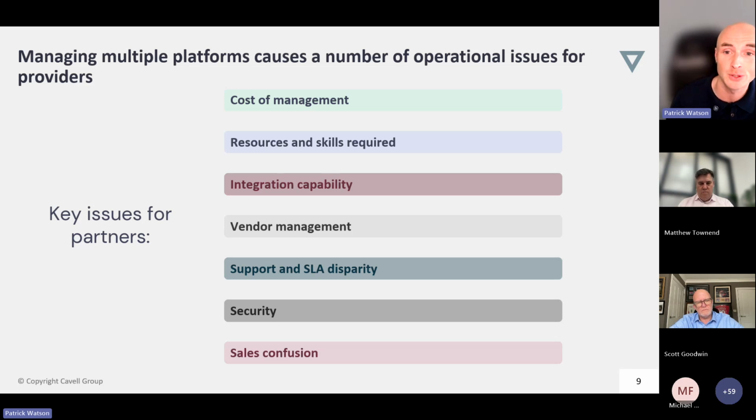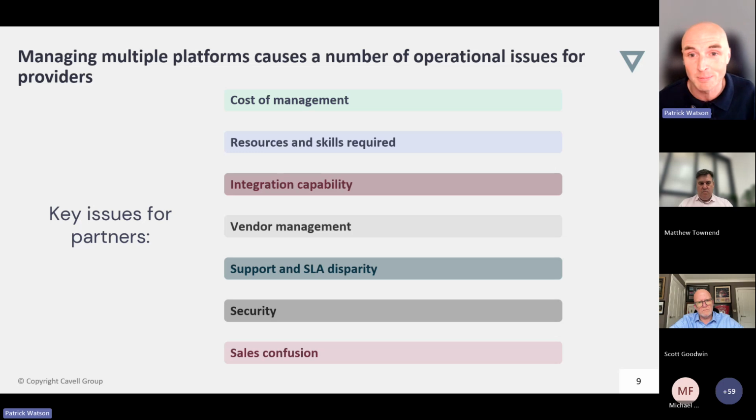You also mentioned the integration capability across those different platforms. How easy is it to integrate into those legacy platforms? How seamless can you make that integration? And then ultimately, how does that affect end customer experience if the systems, and Matt, to your point, the OSS BSS systems aren't integrated on the back end?